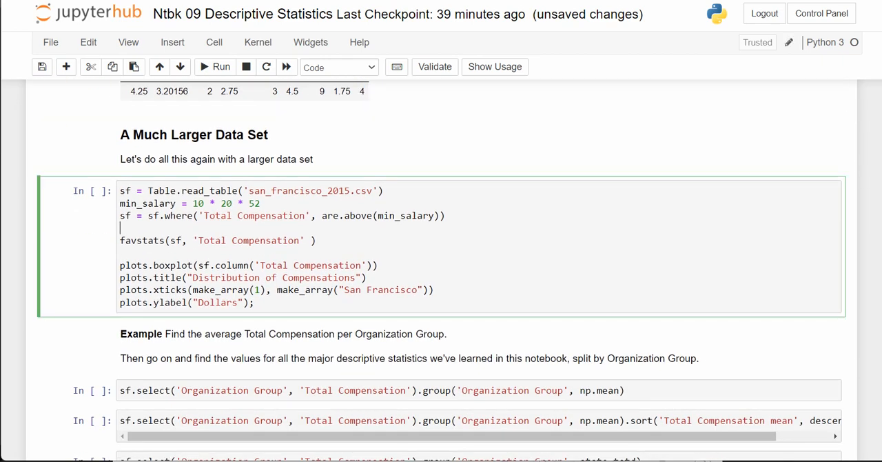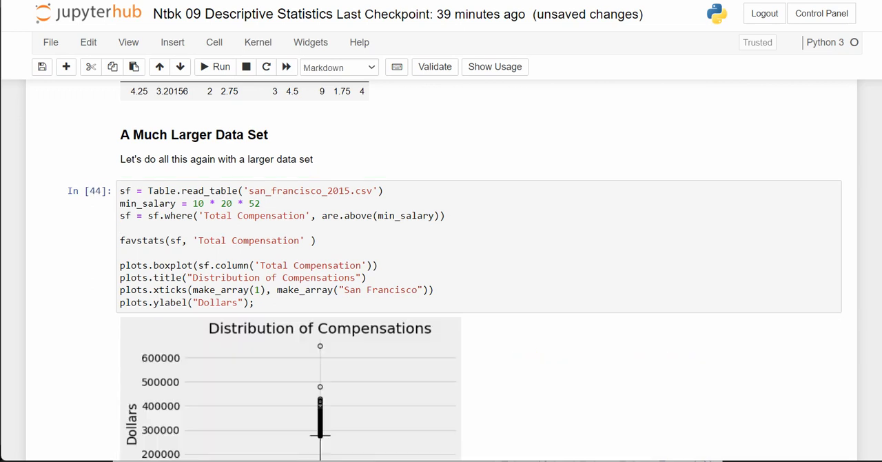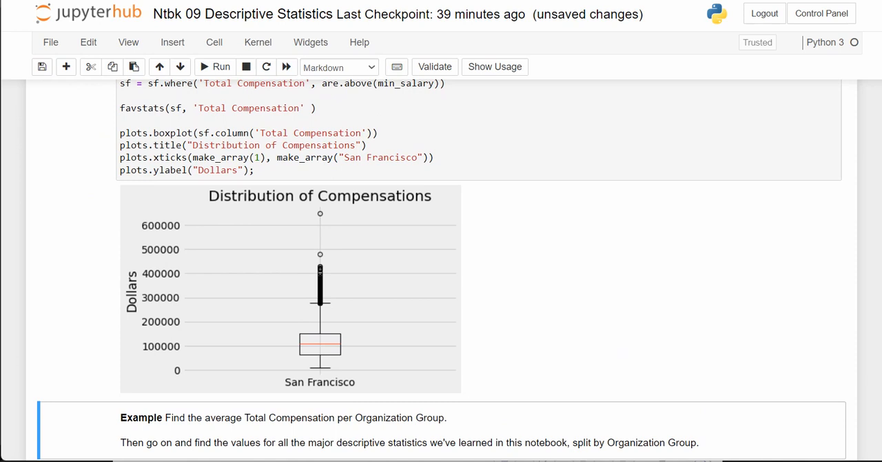So here's a total compensation for San Francisco government employees, okay. Wow, okay. So notice we have outliers, and we have what looks like hundreds of outliers, right? So every single one of these open dots represents an outlier, okay?